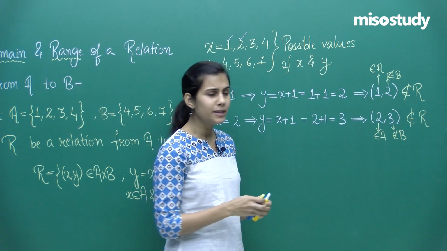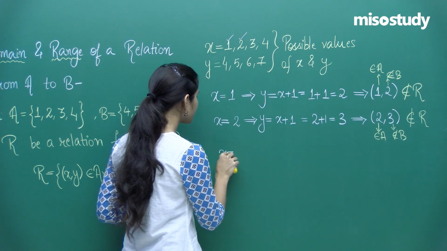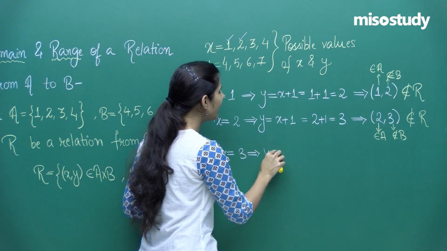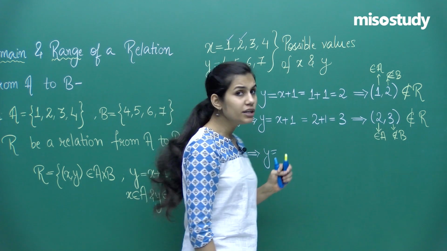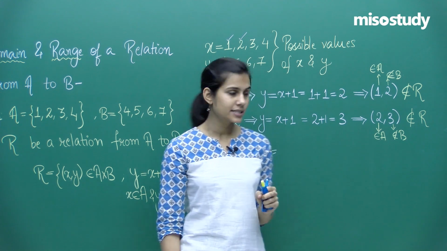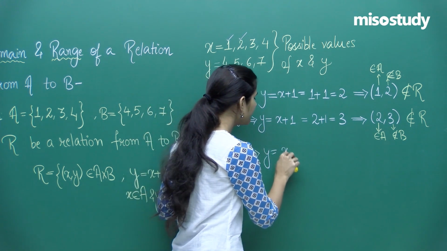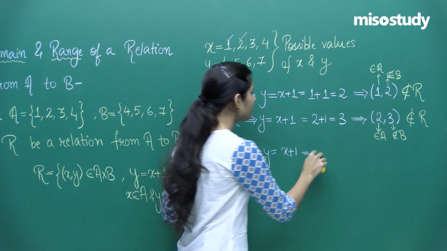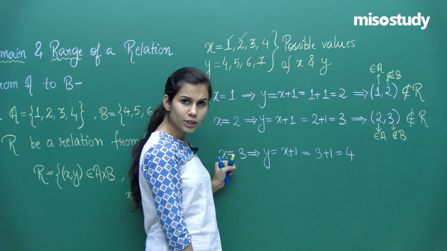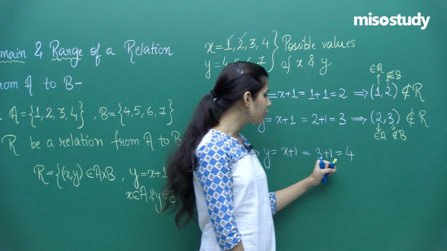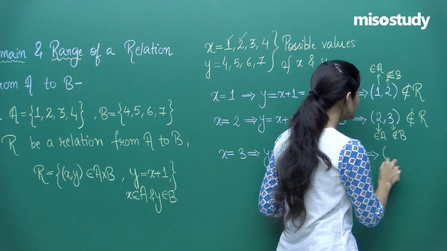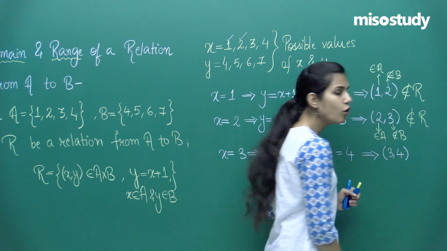Moving to the third possibility of x, which says that if x is equal to 3, what is the y that I wish to obtain? I want a y corresponding to x equal to 3, which is obtained by adding 1 to my x. Because my x is 3, y is nothing but x plus 1. Over here x is 3, so I get 3 plus 1 and that gives me 4. Because corresponding to x equal to 3, by applying this rule I get y equal to 4. This implies the ordered pair x comma y happens to be 3 comma 4.